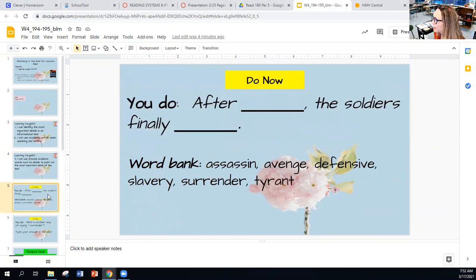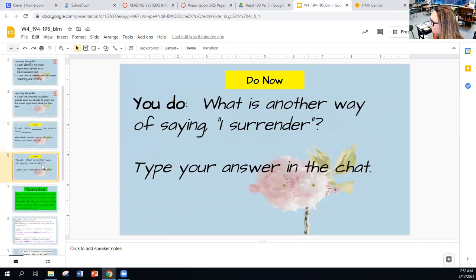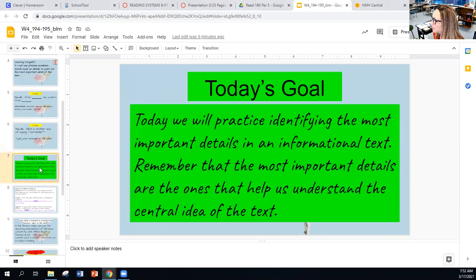Okay, you're due now. After blank, the soldiers finally blank. So your word bank is assassin, avenge, defensive, slavery, surrender, and tyrant. Those are the vocabulary words that we have done thus far in this workshop. And what is another way of saying I surrender? So think about that.